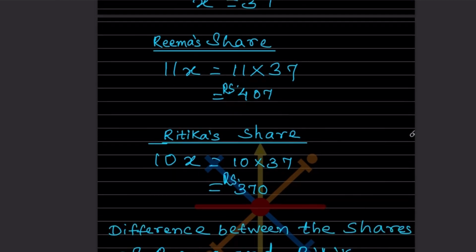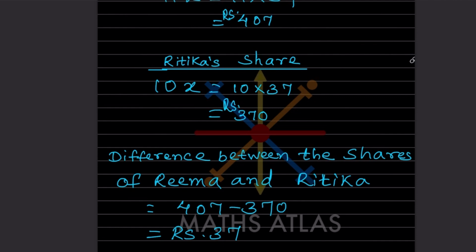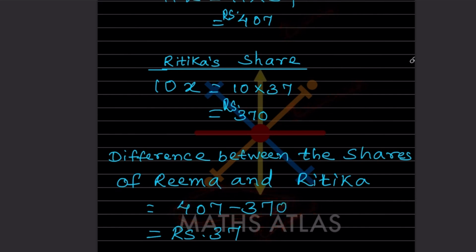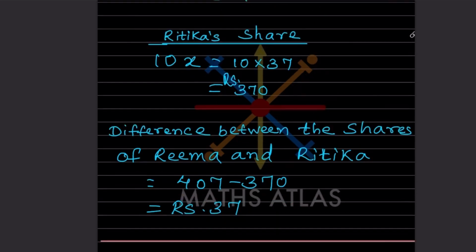Okay. Now, we want the difference between the shares of Rima and Ritika. So what is the difference? It means this minus this. So what is the difference? That is 37. Okay, so hope you got the answer.